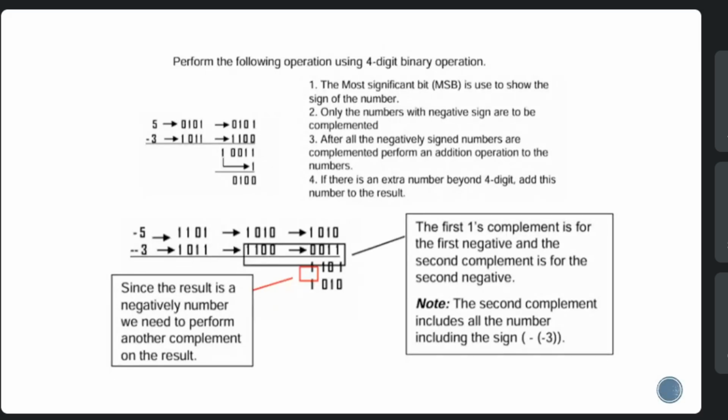So what is your result? Since the result is a negative number, we need to perform another complement on the result. The second complement includes all the numbers with the sign.